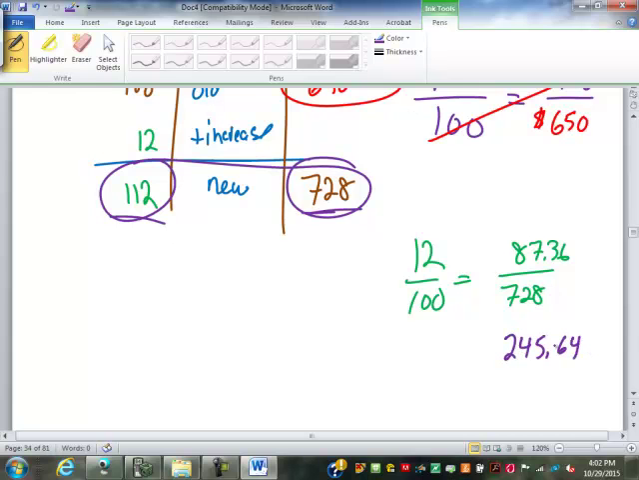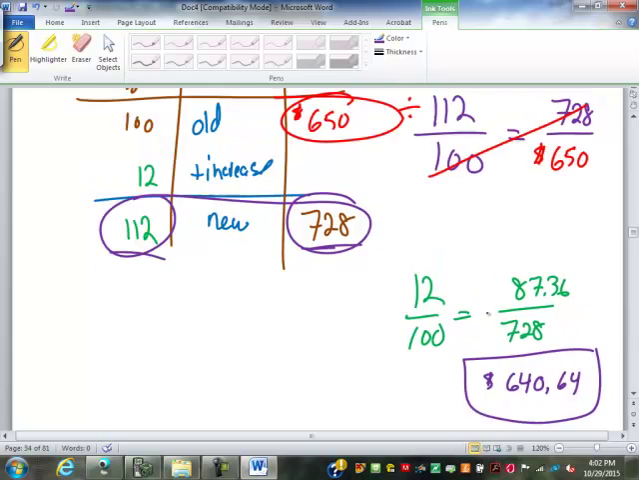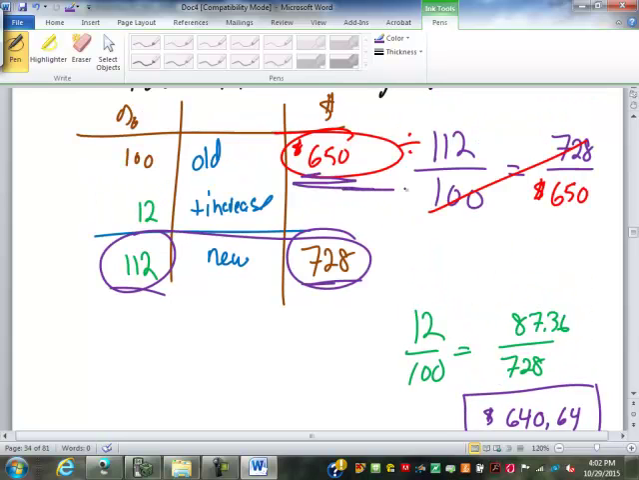245.64. Does that look right? No, that's not right. 241.64, isn't it? 641. Wow. Okay, it's nap time. Sorry. I don't know what I was subtracting it from, but yeah, $640.64. There we go. That is $9.36 off. That's not good.